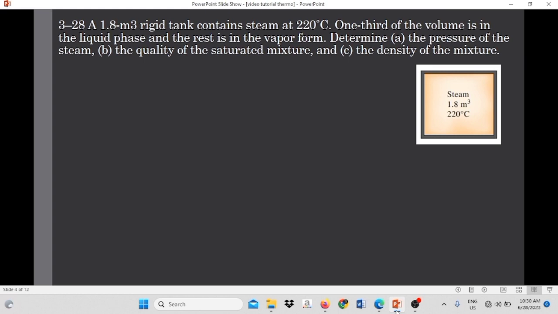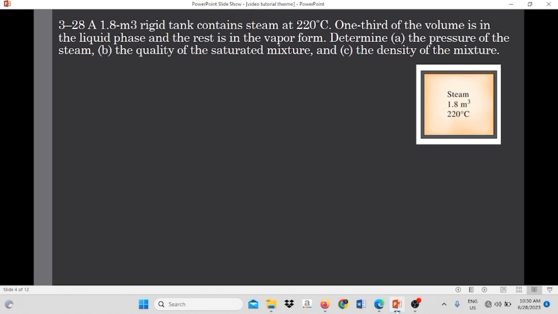A 1.8 cubic meter rigid tank contains steam at 220 degrees Celsius. One-third of the volume is in the liquid phase and the rest is in the vapor form. Determine the pressure of the steam, the quality of the saturated mixture, and the density of the mixture.